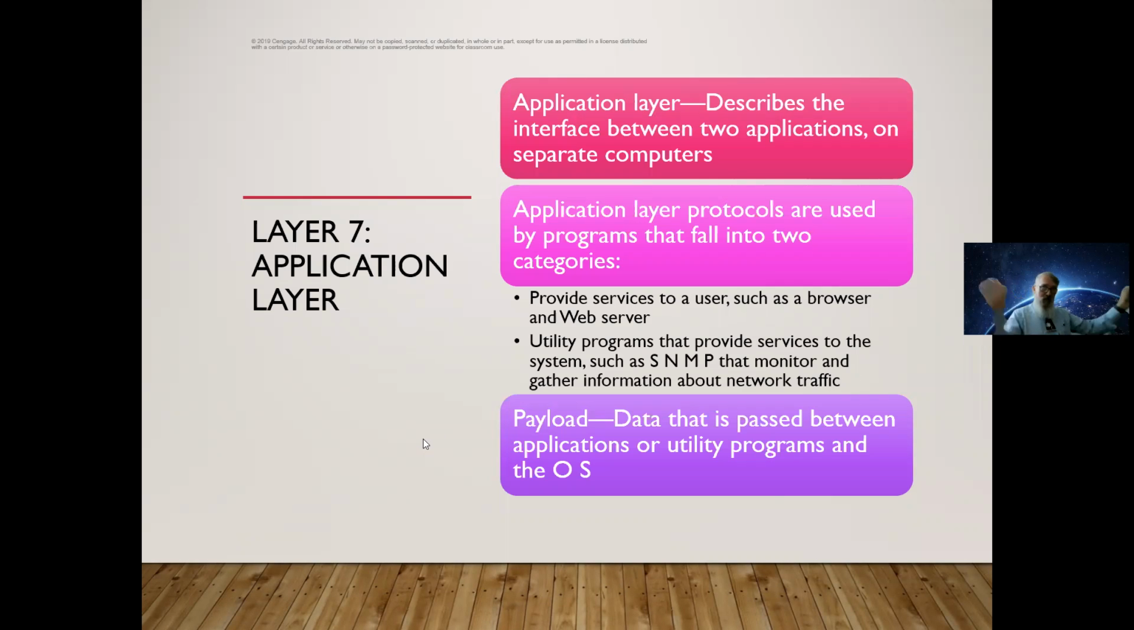So the application layer is going to be providing those applications on either end, and the protocols are there to support them with that. And we've mentioned some of those. So, for example, SMTP with your email. The payload. Okay, so the payload.